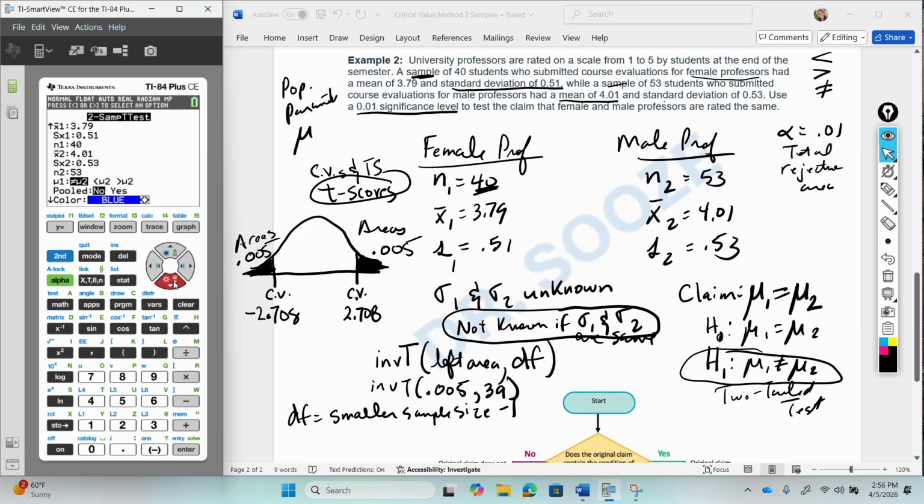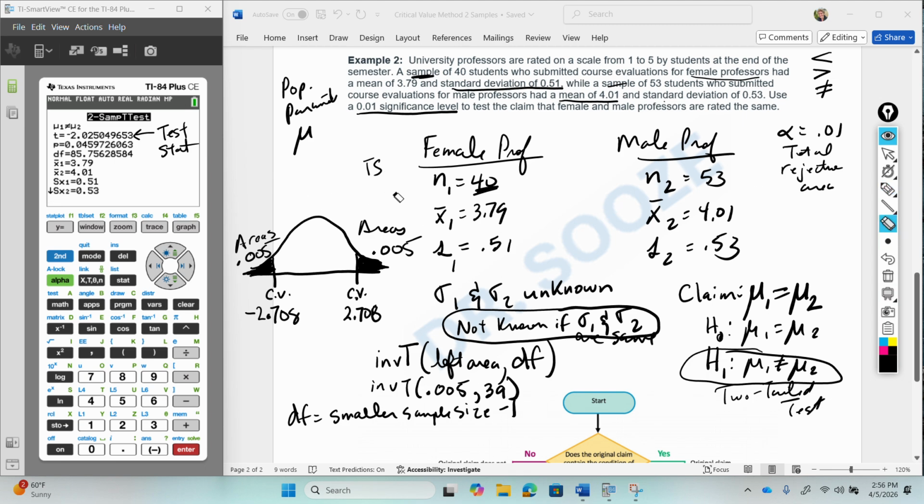So now I should be good to go. And I want the test statistic. This number up here is my test statistic. So I'm going to make some space here. I'll write it in red, and I'll take it to 3 places. The test statistic is minus 2.025.